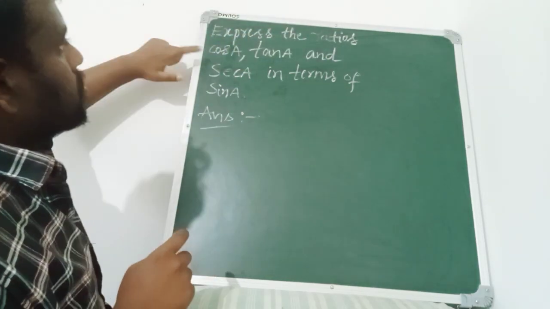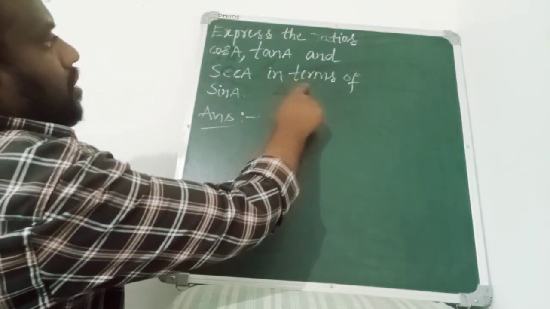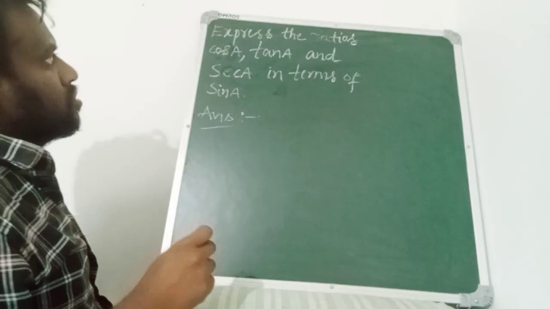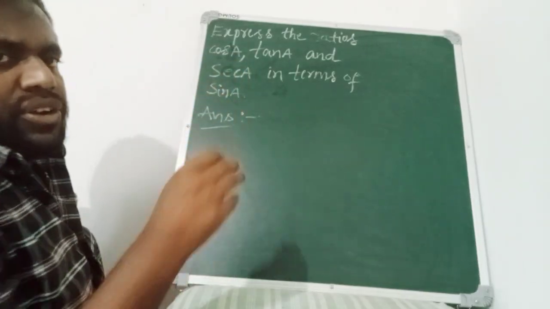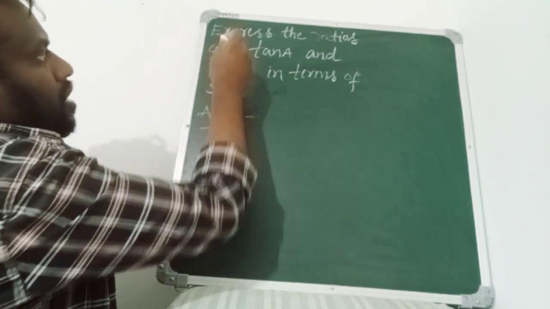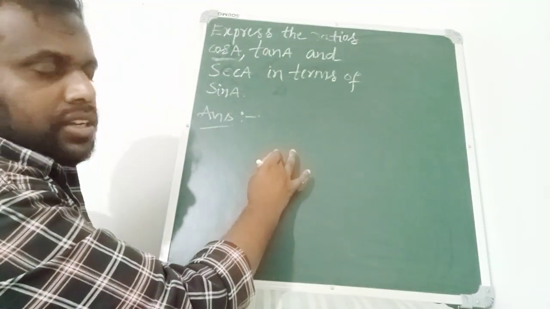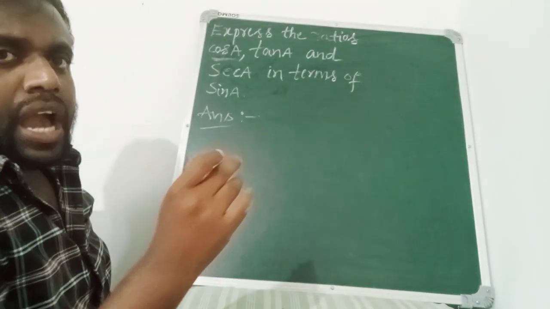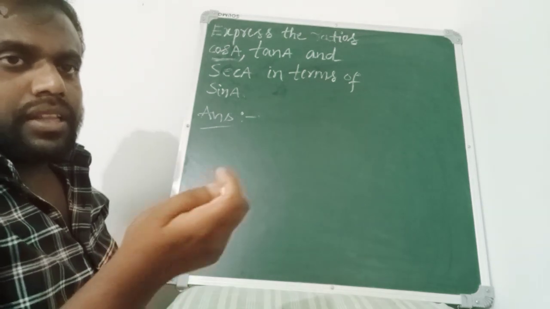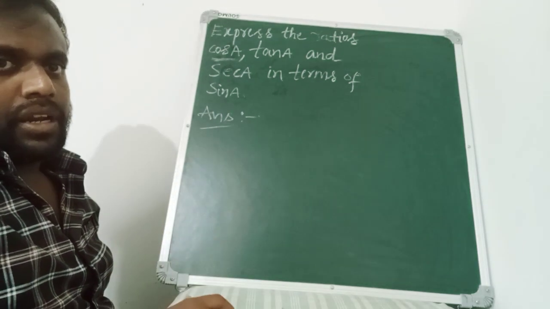Express the ratios cosA, tanA and secA in terms of sinA. So that means we have a different formula for cosA. First we have to take cosA and write some formula. CosA is equal to something, and in that we should have only sinA. The cosA should be in terms of sinA only. Other functions should not be there.